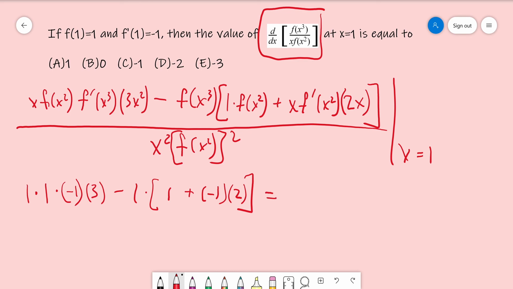Okay, well, what do we get here? This gives us negative 3 minus 1 minus 2, which is negative 1... no, negative 1 times negative 1, that's actually going to be a positive 1. So that's going to be negative 2. So our answer is D.